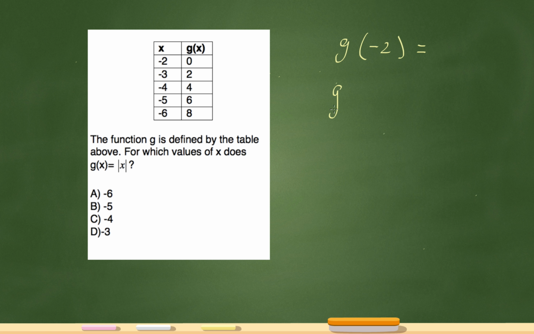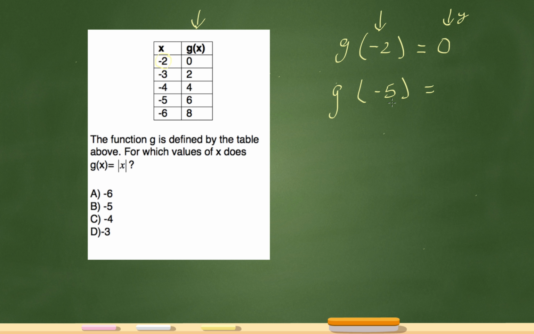So if I asked you g of -2, if I asked you g of -5, what would the answers be for these two questions? So in a function table, whatever's inside the parentheses, in this case -2, is actually the x value. So I go over here to my table, I'm looking at the x values, I see -2 right there. So g of -2 is 0. That's just the y value.